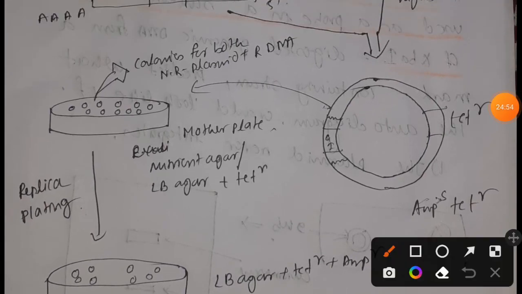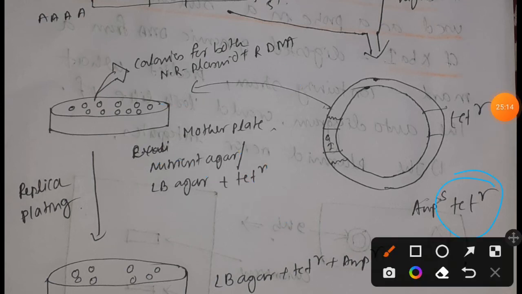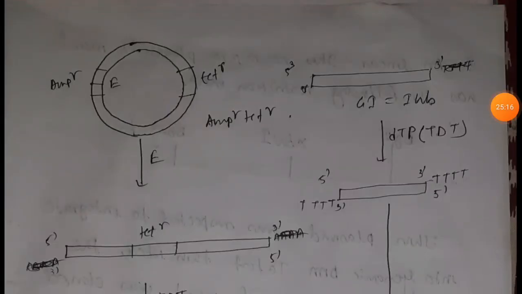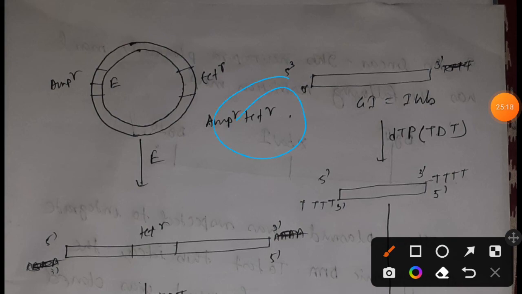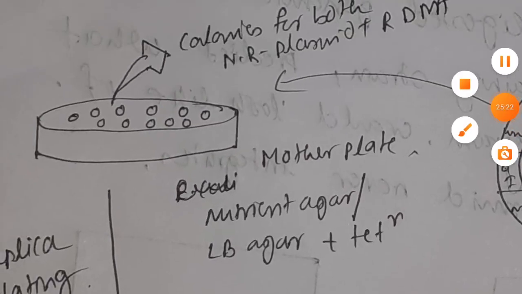We will simply plate them on a plate consisting of LB agar along with tetracycline antibiotic. Again I am repeating this: it is not tetracycline resistance, it is tetracycline antibiotic. Under such circumstances, if we incubate them, as I have told you, both the recombinant DNA and your normal plasmid are tetracycline resistant, so both will grow on the plate, there is no doubt about this.